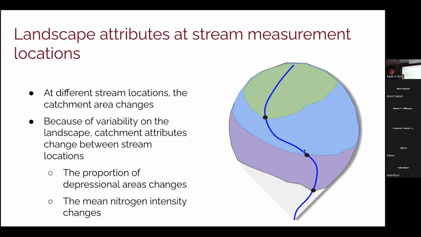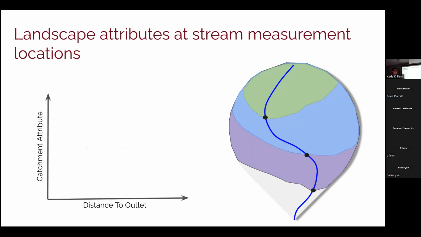And we can visualize this in the same way that we visualize our in-stream measurements, by plotting these catchment attributes on a two-dimensional figure of distance to the watershed outlet. By plotting these catchment attributes together with our in-stream measurements, we can visualize how these different data sets might covary.